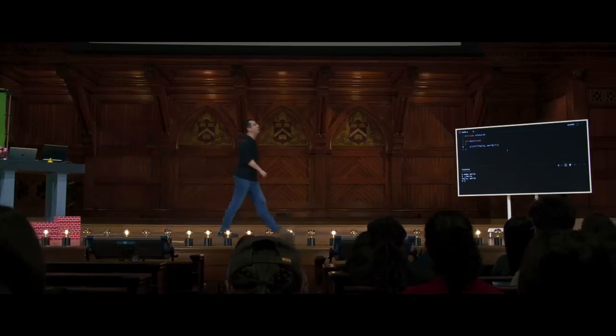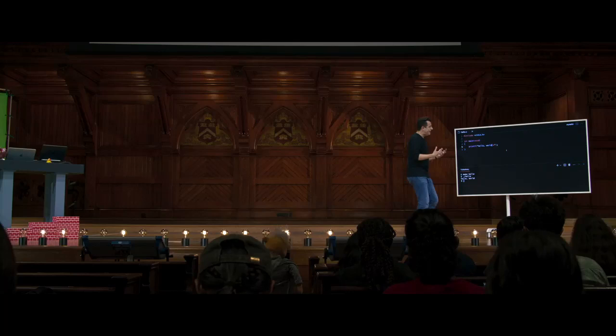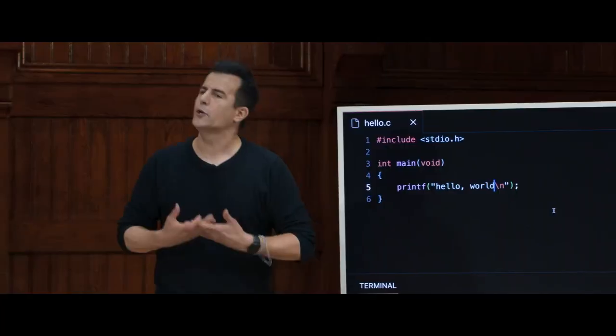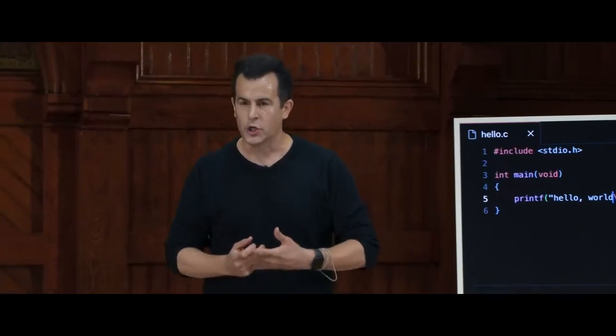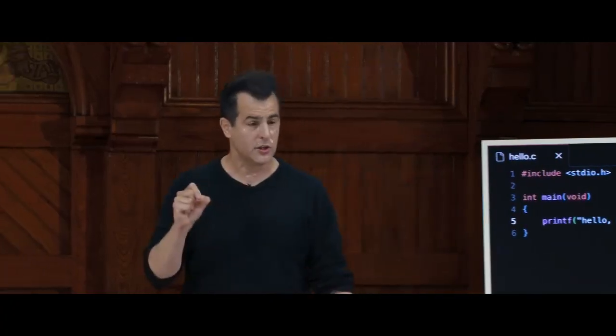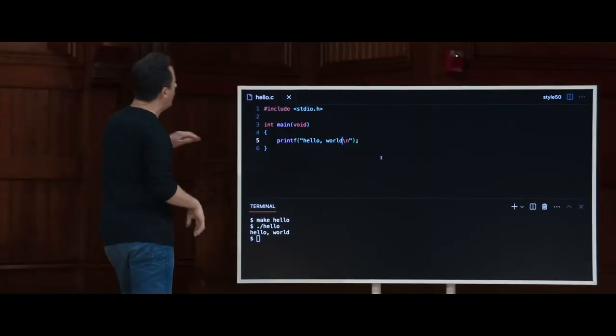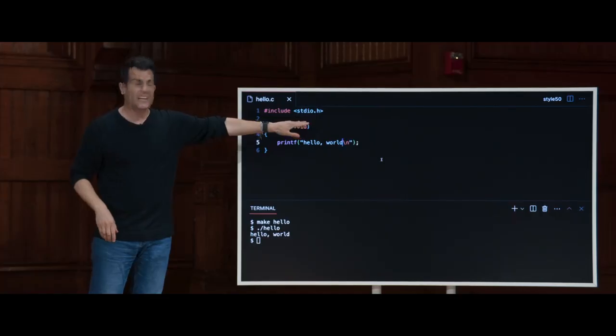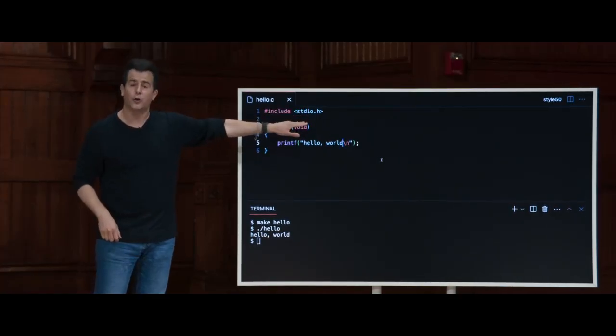So include standard io.h. It turns out that in C, a lot of the functionality that comes with the language is tucked away in separate files. So if you want to use certain functions, you have to tell the compiler, hey, I want to do some standard input and output. Like I want to print some things on the screen. And that's because for now, you can think of printf as living in this file, standardio.h.